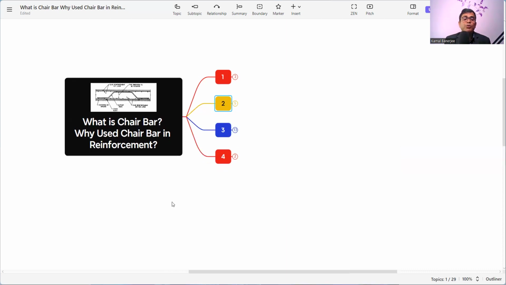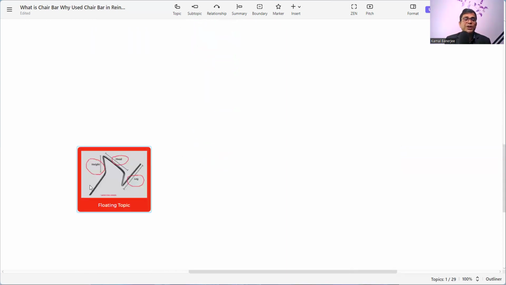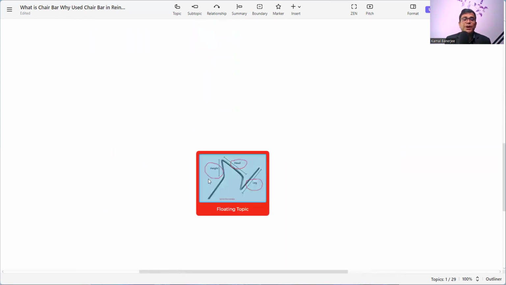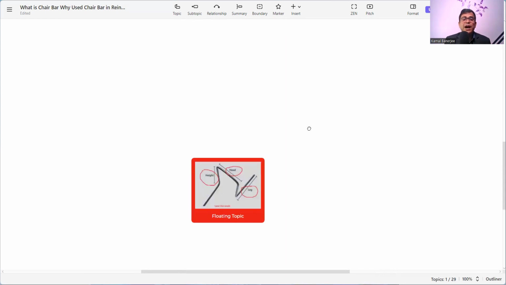Now we need to calculate the chair bar. Before calculating the chair bar, let's see what a chair bar is. A chair bar has three components. The first is called the head, the second is called the height, and the third is called the leg. So these three we need to calculate: head, height, and leg. Let's see how we can calculate.